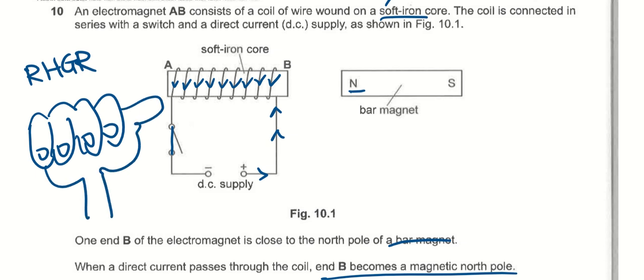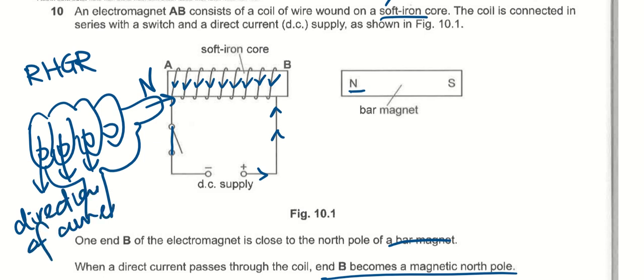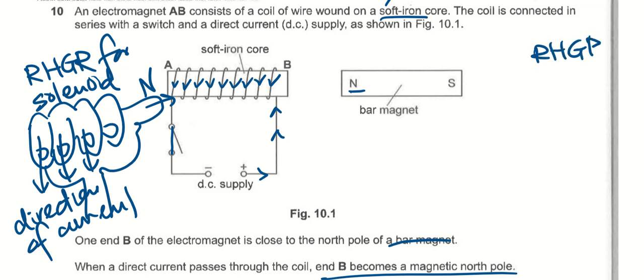Okay, so this is my right hand. The thumb represents north. The fingers represent the direction of current. I must add, this is the right hand grip rule for solenoid. Okay, we also have the right hand grip rule for straight wire.